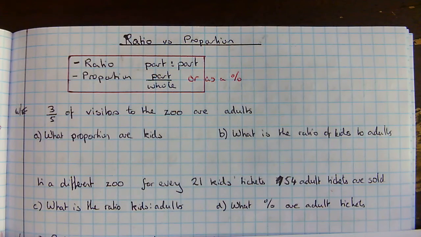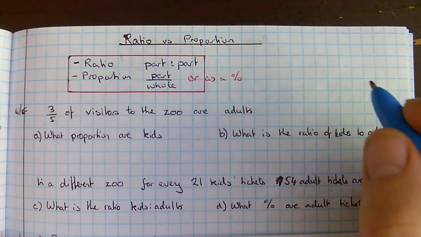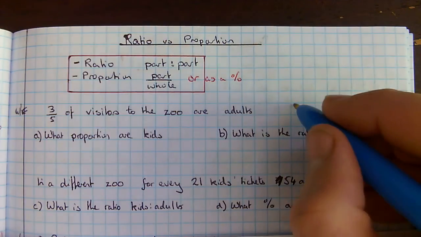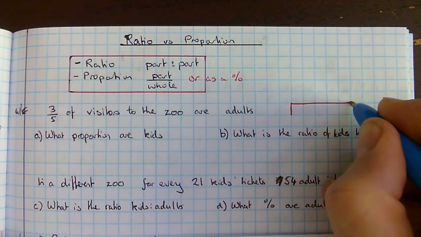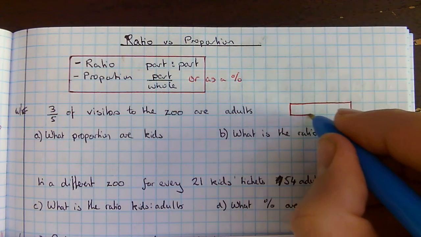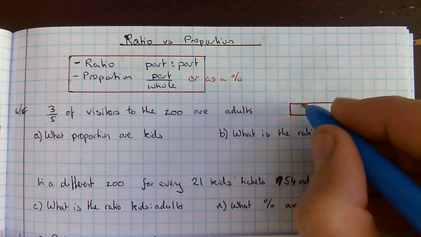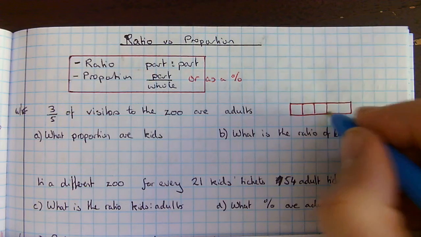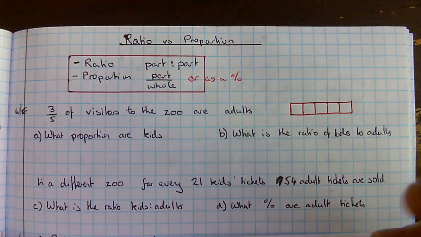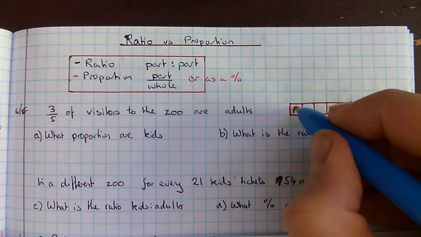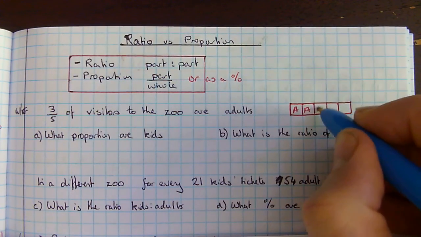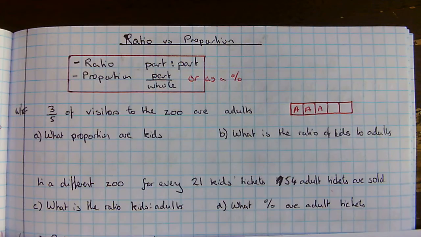You've got 3/5 of visitors to the zoo are adults. So let's just draw a picture to help us. Here is a bar which I'm going to divide up into fifths: 1, 2, 3, 4 and 5. So I've got 3 of those fifths are adults. So here, those first 3 out of the total are adults.